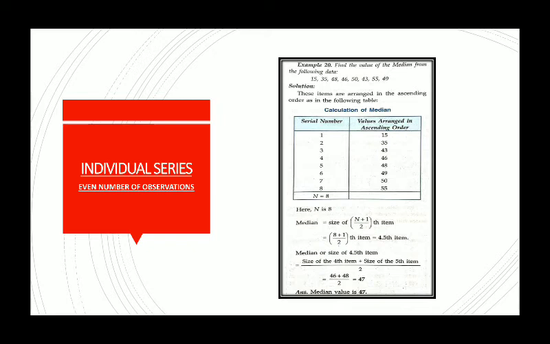So 4.5 is 4 plus 5 by 2, that is 9 by 2. So here we also do size of 4th plus size of 5th by 2. So 46 plus 48 by 2, which is 47. So the median value here is 47. In that way, we can understand how to calculate the median for an individual series. Whether the number of observations is odd or even, we'll use the same formula.